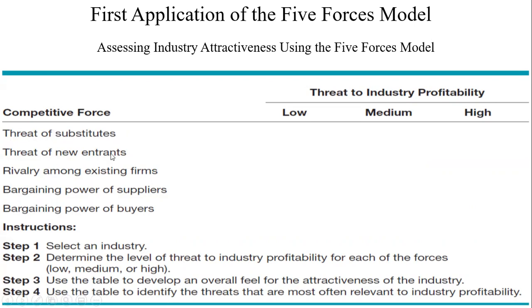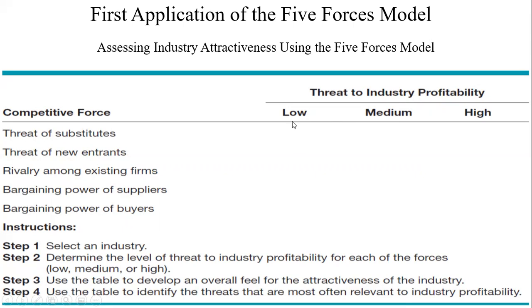By identifying the industry, you are supposed to ascertain these five parameters: threat of substitutes, whether it is low, medium, or high; threat of new entrants; rivalry among existing firms; bargaining power of suppliers; and bargaining power of buyers. So basically, we are talking about the five forces over here. And to what extent are these five forces low, medium, or high, as far as being a threat to the industry profitability is concerned?